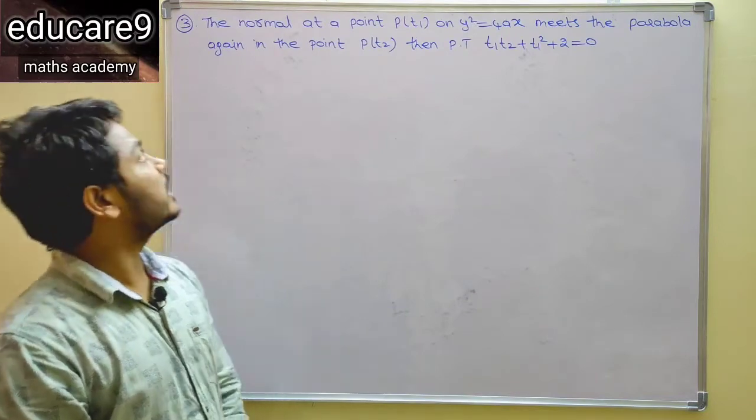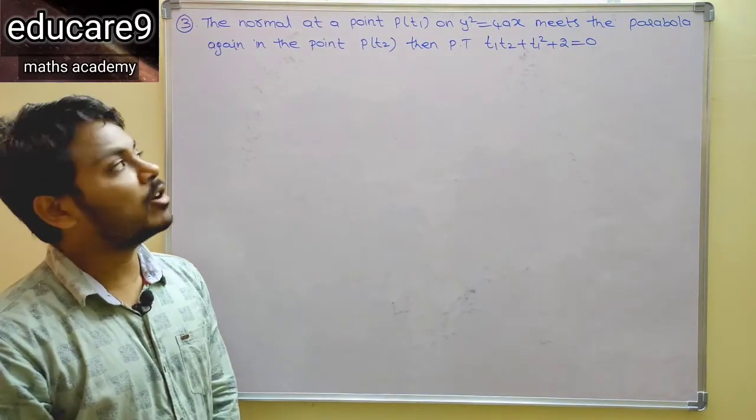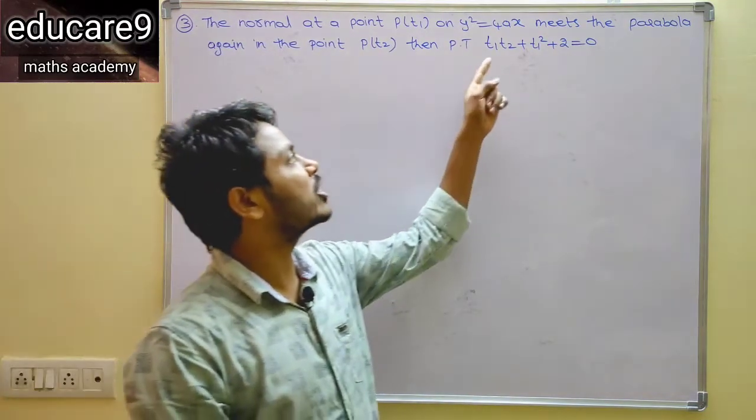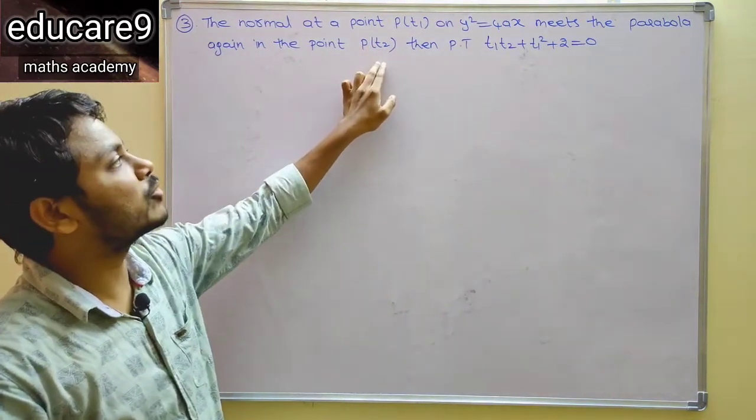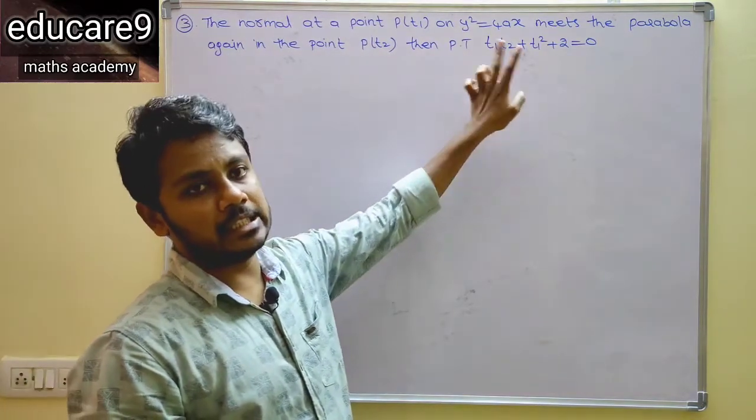See your next question number 3. The normal at a point P of T1 on the parabola y square equal to 4x meets the parabola again in the point P of T2. Then prove that this condition.